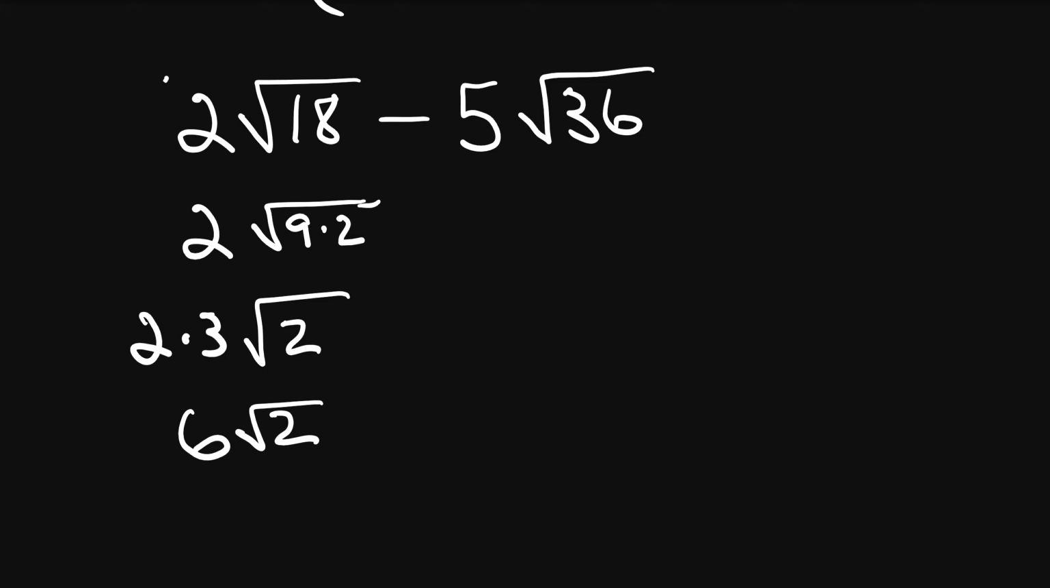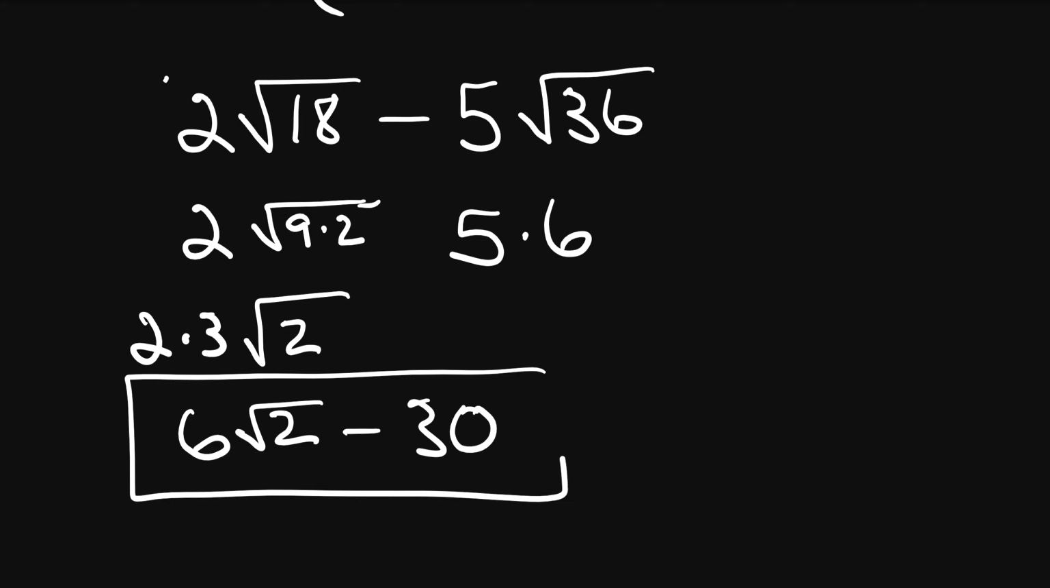Okay, and now I'm going to do the same thing to the right side. So this is 5 times the square root of 36, which is 6. So that gives me 5 times 6 is 30. And that's it. That's all I can do with that. Okay. I can't do any combining. I don't have like terms, in other words. And I'm done.